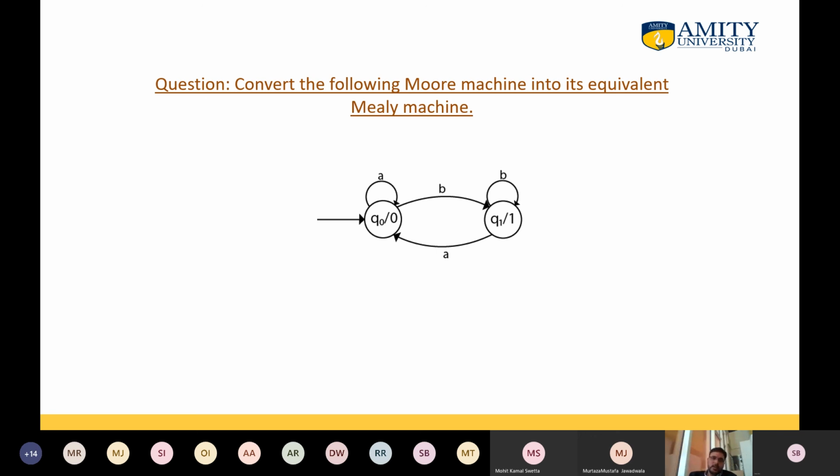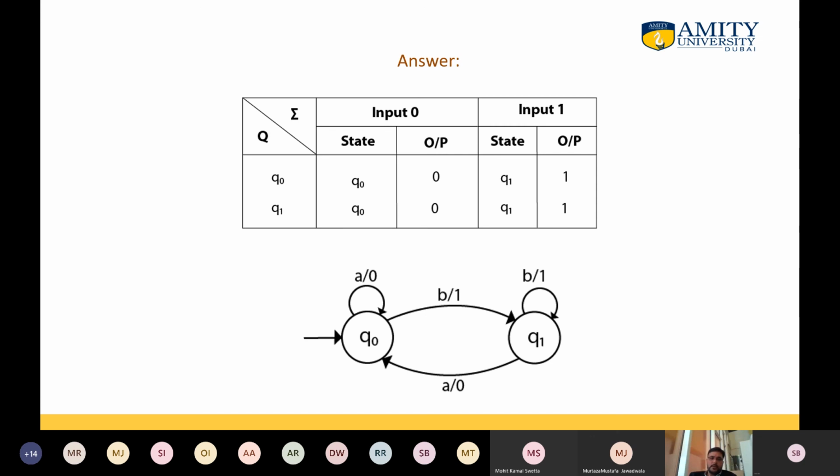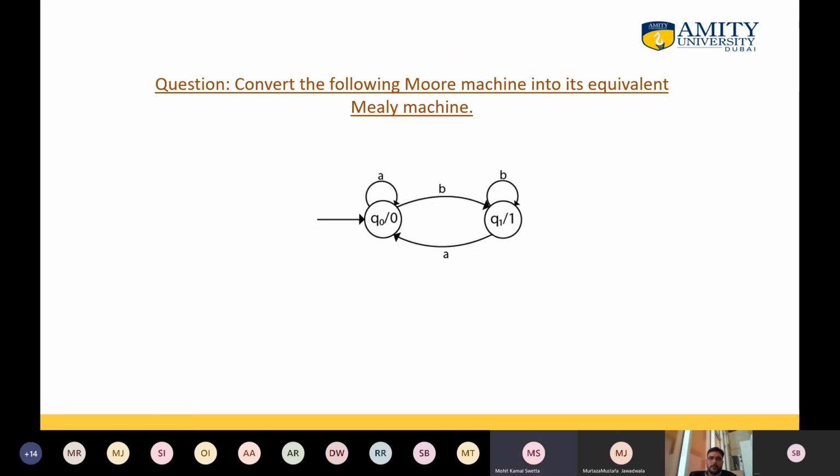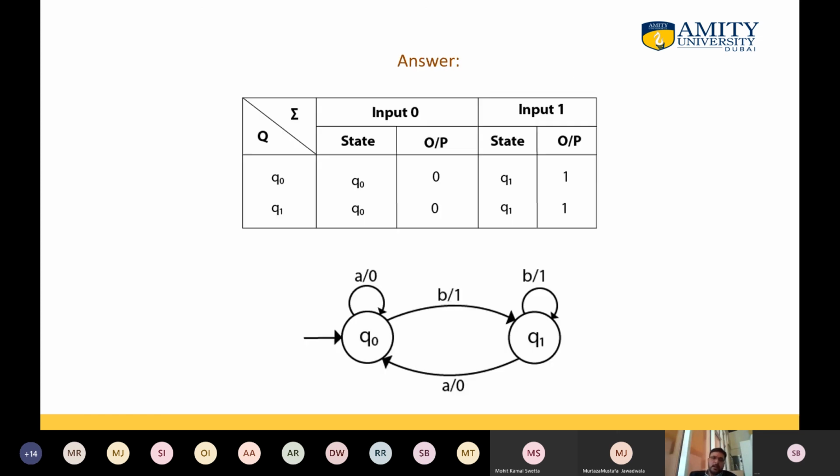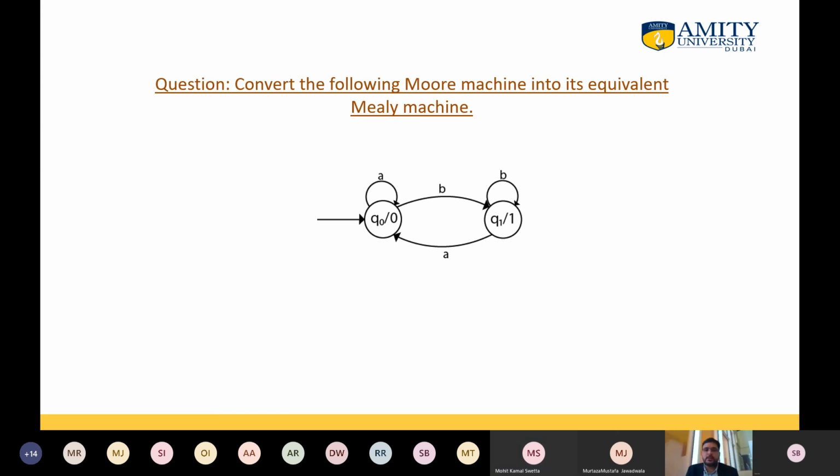Firstly, you will make the equivalent transition table. So the equivalent transition table will be this. Okay. Once you have made the equivalent transition table, then what will you do and how will you convert? This will be your final answer. Anyway, how many states were there? 2 states, Q0 and Q1.